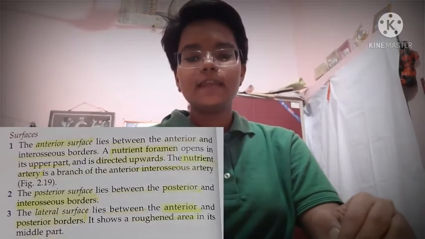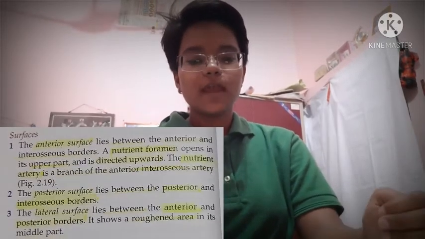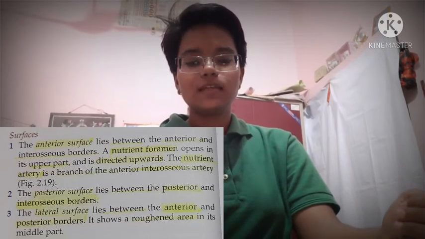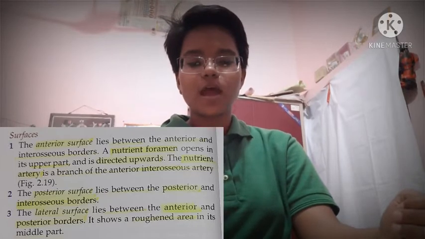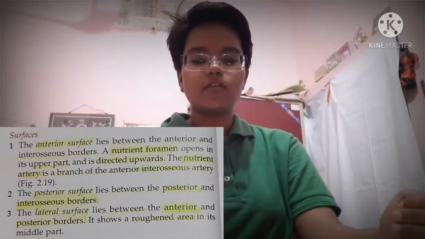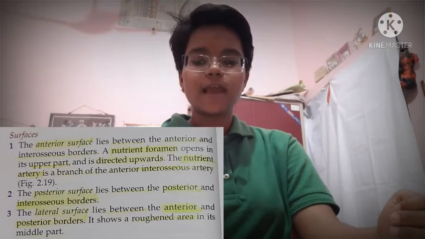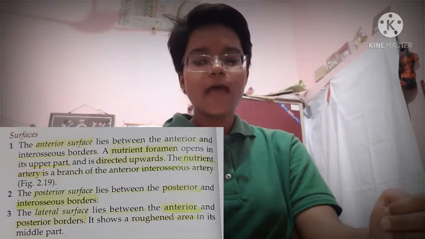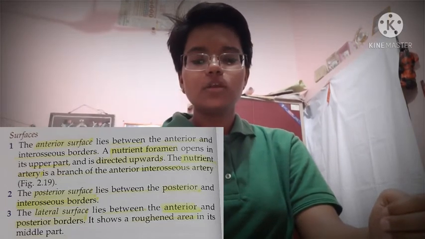Surfaces. The anterior surface lies between the anterior and interosseous borders. A nutrient foramen opens in its upper part and is directed upwards. The nutrient artery is a branch of the anterior interosseous artery. The posterior surface lies between the posterior and interosseous borders. The lateral surface lies between the anterior and posterior borders. It shows a roughened area in its middle part.